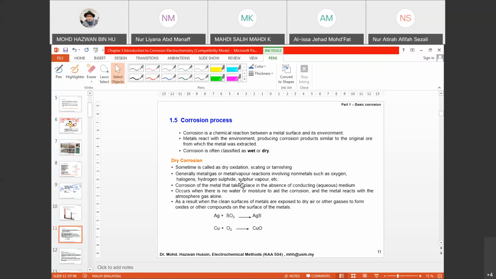Doktor, saya ada soalan. Tadi doktor dah cakap tentang mengenai humidity kan? What about temperature? Does temperature play as a factor for corrosion to occur?